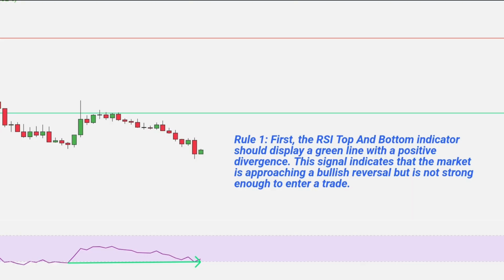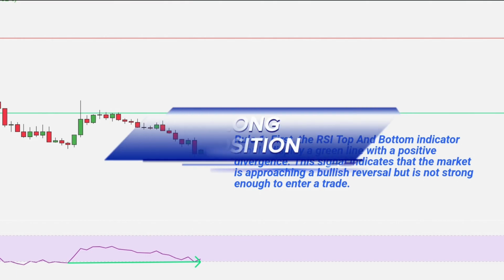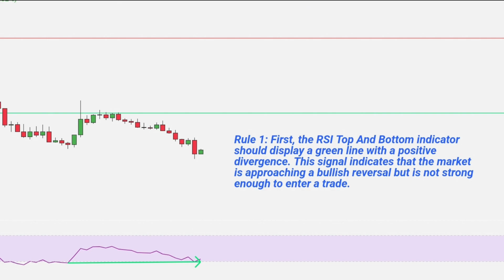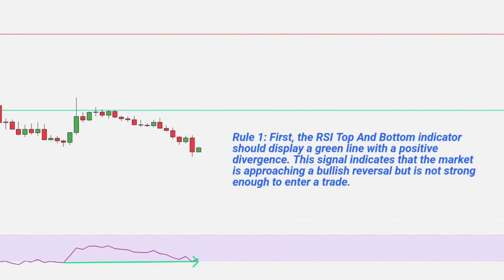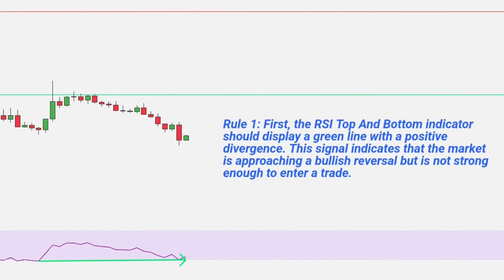After optimizing the indicator settings, let's first take a look at a long position example. Rule 1. To start, observe the RSI top and bottom indicator. Look for a green line with a positive divergence. This signal suggests that the market is gearing up for a bullish turnaround. However, it's crucial to note that it might not be strong enough to initiate a trade just yet.